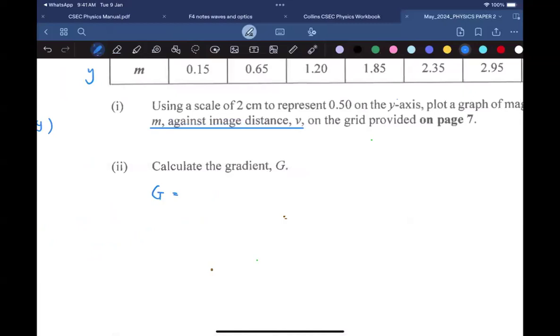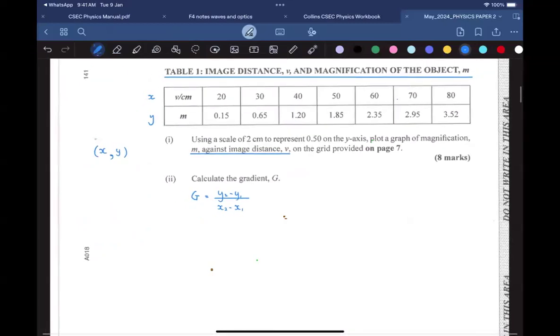Gradient is Y2 minus Y1 over X2 minus X1, right? That's what we're talking about. Justin, you know this formula? Yeah. And this is the formula you use no matter what the question is. This is the formula for gradient. It's never changed. To find gradient, you need 2 points.